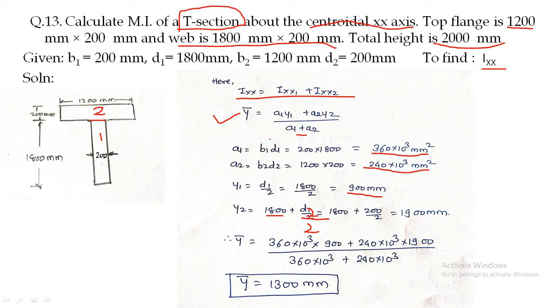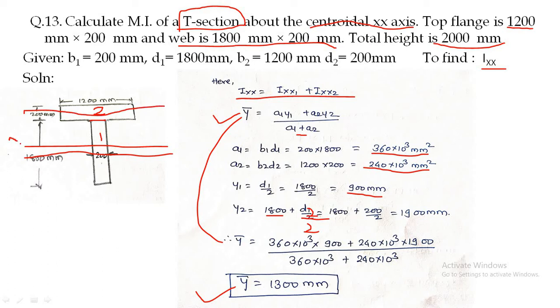So putting those values in this formula, what do we get? Y bar is equal to 360 into 10 raised to 3 into 900 plus 240 into 10 raised to 3 into 1900, upon 360 into 10 raised to 3 plus 240 into 10 raised to 3. So we will have y bar as 1300 mm. So our y bar will be somewhere over here. Our y1 would have been somewhere over here and y2 somewhere over here.